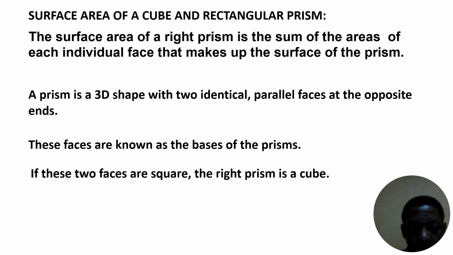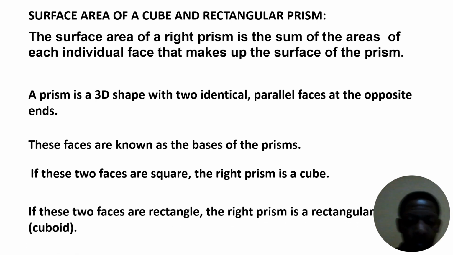And then let's have a look at this one. If these two faces are square, it implies that the right prism is a cube, but not always, because we can have a rectangular prism with a square base. So not all prisms will have square faces. It might happen that a rectangular prism has a square base, right? But with a cube, we will have all the faces being equal, and if we take two of them, it becomes our base.